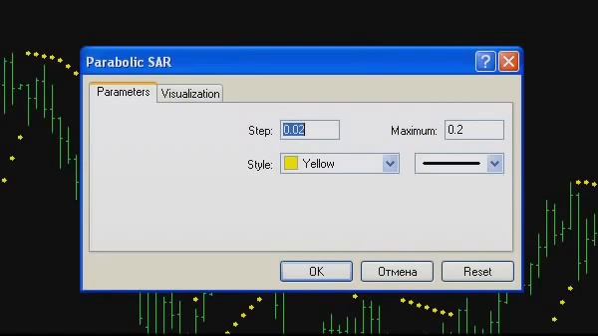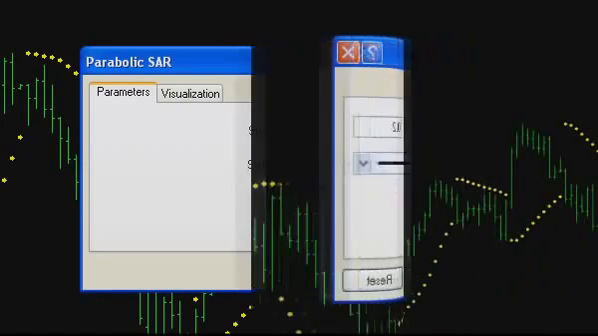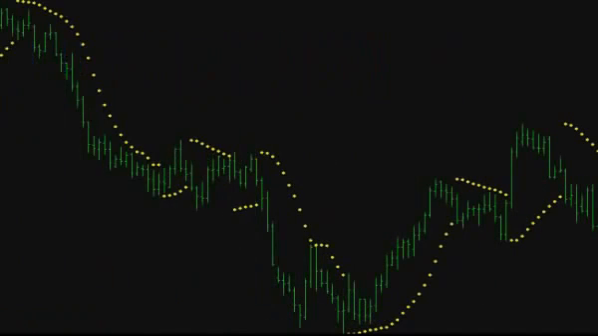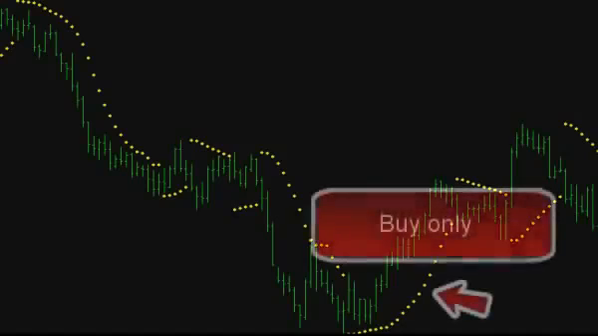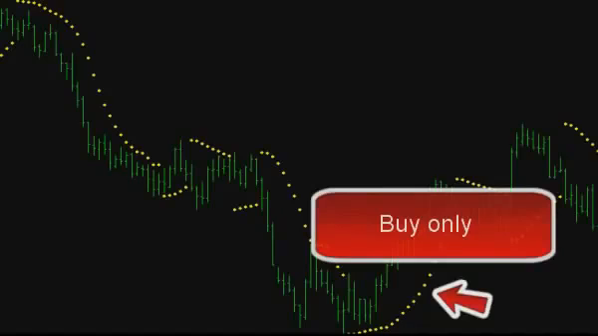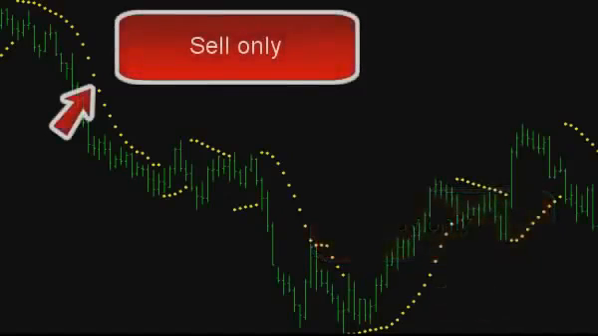If to talk about the practical usage of this indicator, there are two widespread ways of its application. The first one is a signal filtering of other indicators or trading systems. Using this approach, you will take into account only those trading signals that correspond to parabolic points arrangement towards the price. In case parabolic is below the price, we take into account buy signals. If parabolic is above the price, then sell signals are taken into account.